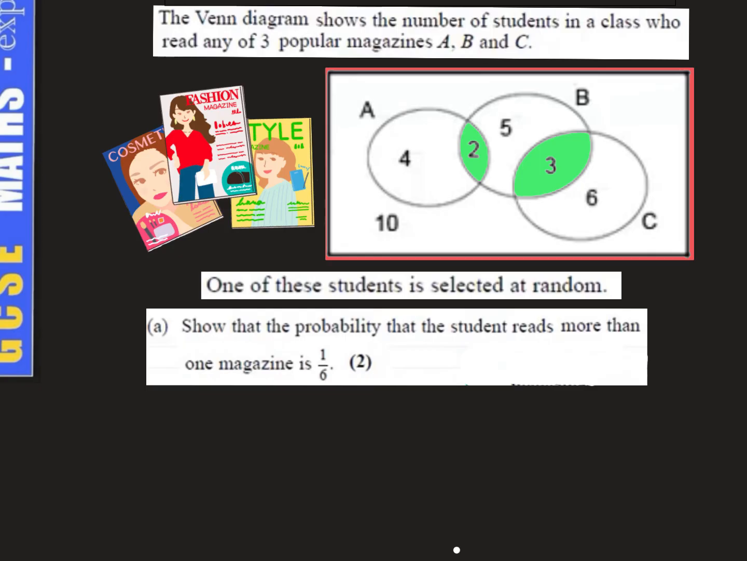So the probability of one of these students reading more than one magazine will be 5, that means 2 plus 3 students, and we need to take this over the whole population of the class, which happens to be, if I add them up, 10, 16, 21, 24, 24 and 6 is 30. And remember, it would be rude not to cancel this down into 1/6, which is precisely what we have. This is what we needed to prove.